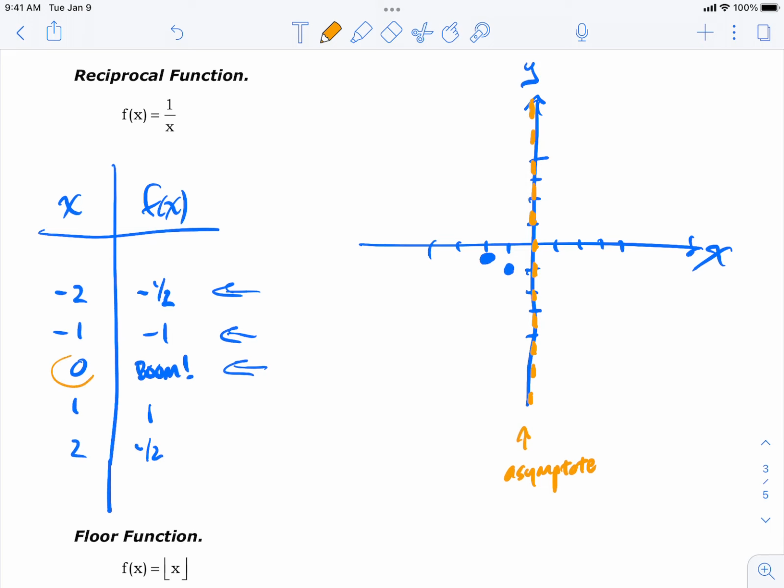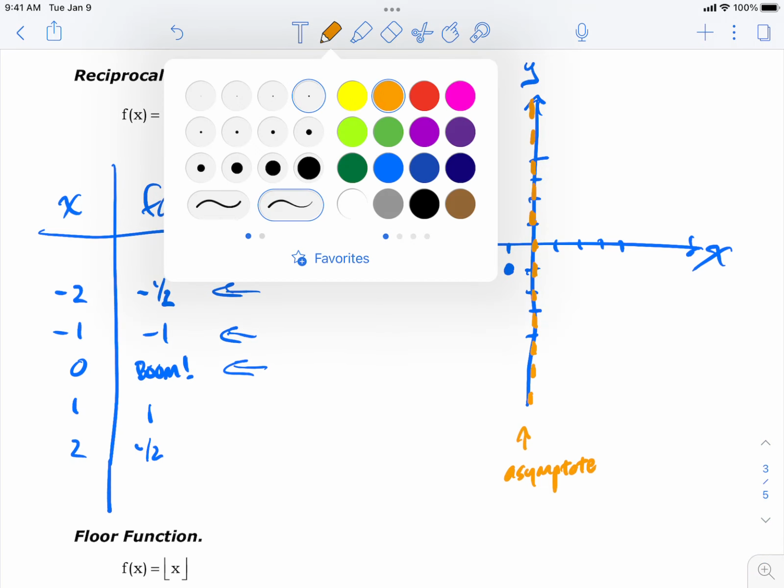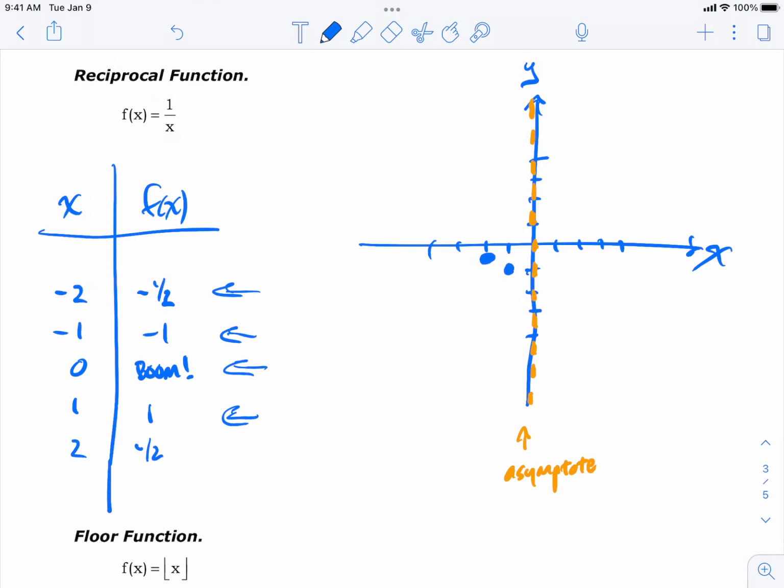Why not? Because when you plug in 0, you have a division by 0 error. There is no point anywhere on that. Anyway, let's switch back and keep going. When x is 1, y is 1. And when x is 2, y is 1/2.